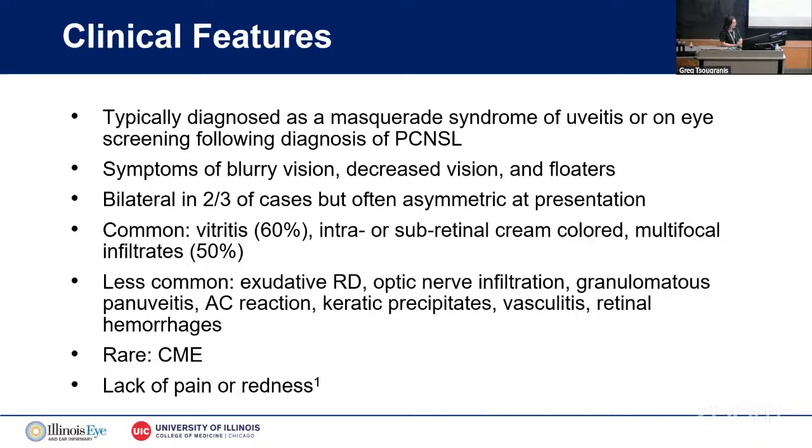Less commonly, you can see a significant AC reaction, keratic precipitates, panuveitis, optic nerve infiltration, and exudative RD. And then very rarely it's associated with CME or redness. Those are key differentiators that might clue you in that this is not your typical uveitis.